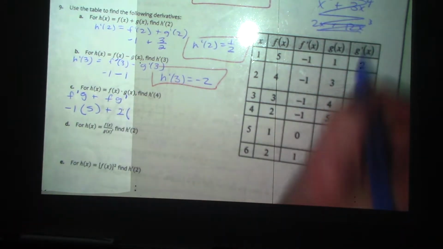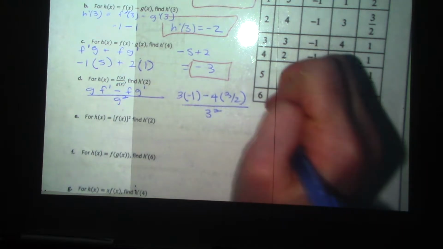The next h function is multiplying. So this is product rule. So I would do f prime g plus f g prime of 4 specifically. So f prime of 4 is negative 1, g of 4 is 5, plus f of 4 is 2, and g prime of 4 is 1. So that's negative 5 plus 2, which gives me negative 3.